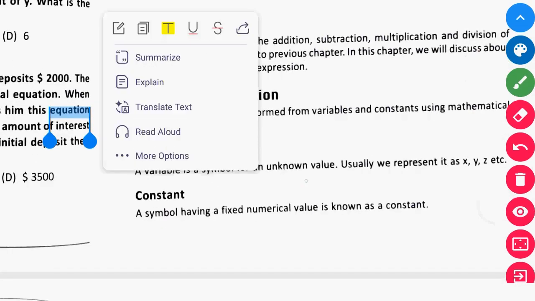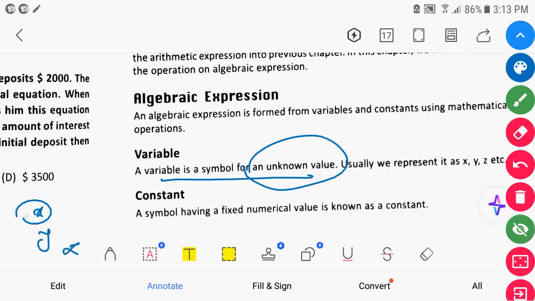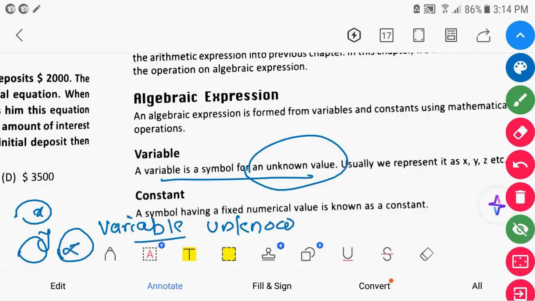Okay, so a variable is a symbol for an unknown value. For example, x, y, z, these are the terms that represent a variable, and its value is unknown. We have to find the value of this variable. Okay, what is meant by a constant?